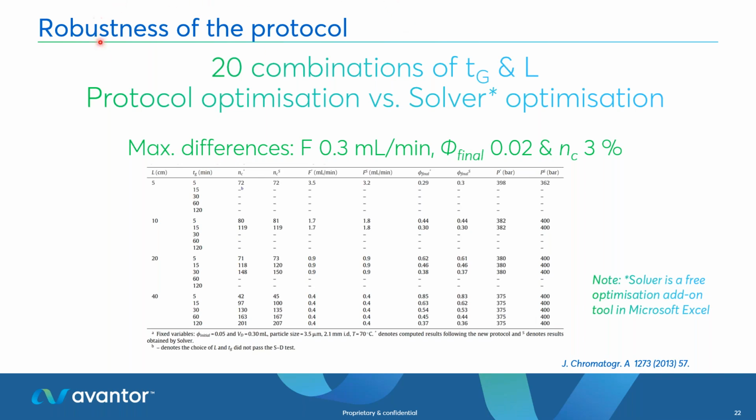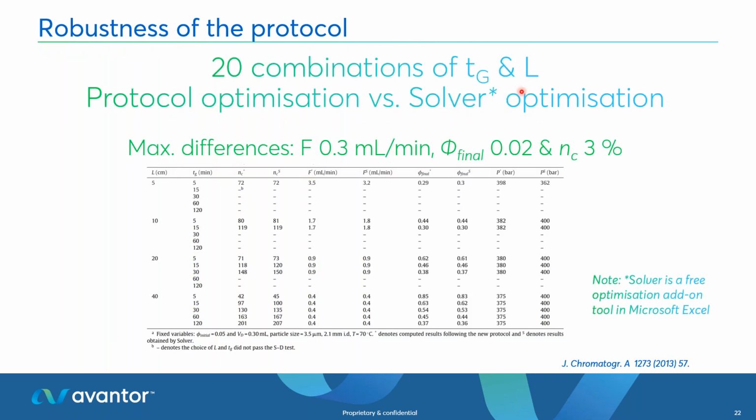So looking at the robustness of the protocol, we did 20 different combinations with a very complex sample of small molecules with different gradient time and column length decisions at the very beginning of the decision tree. So we used the decision tree, that protocol optimization, went through it, and we compared it with that computational one-step solver optimization. So looking at the computational approach, we told it to optimize all of those practical parameters while maximizing that peak capacity value.